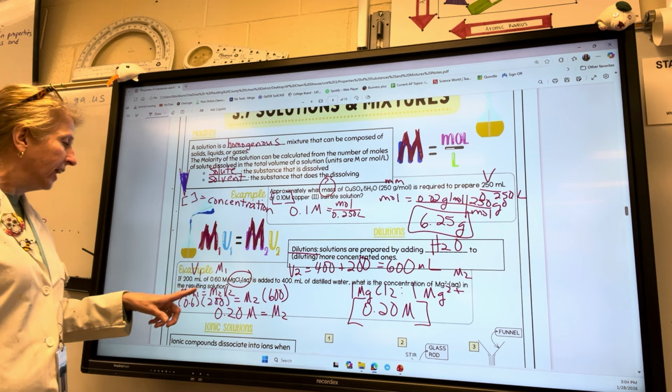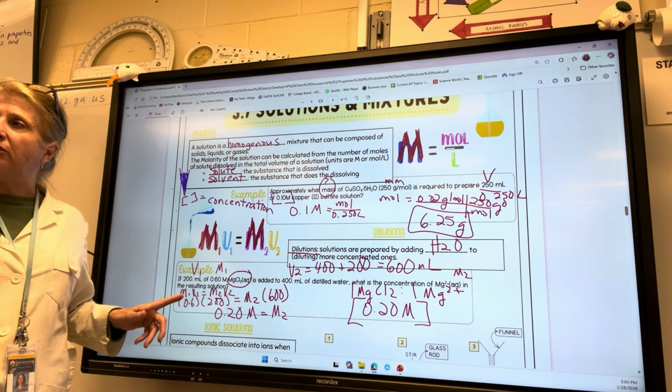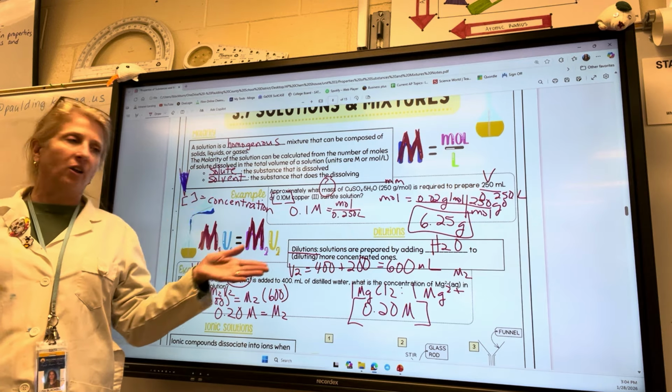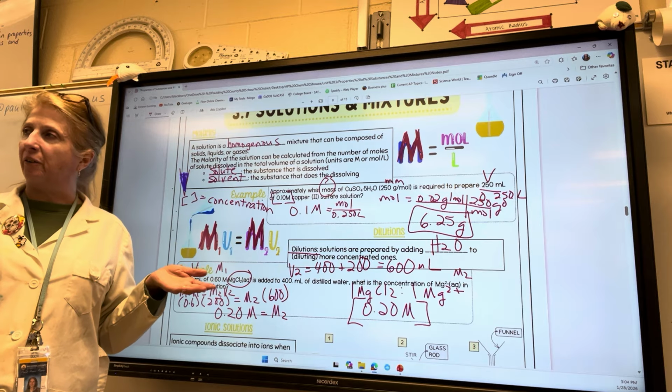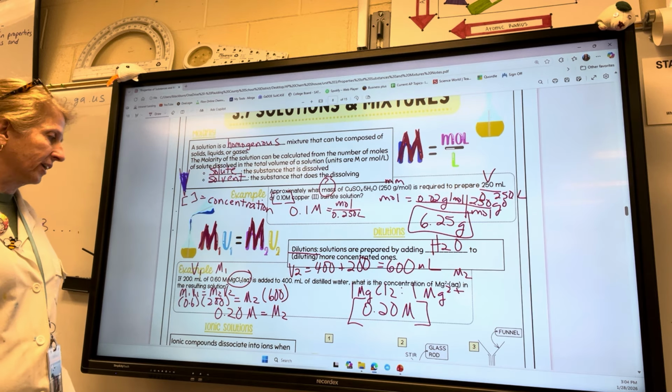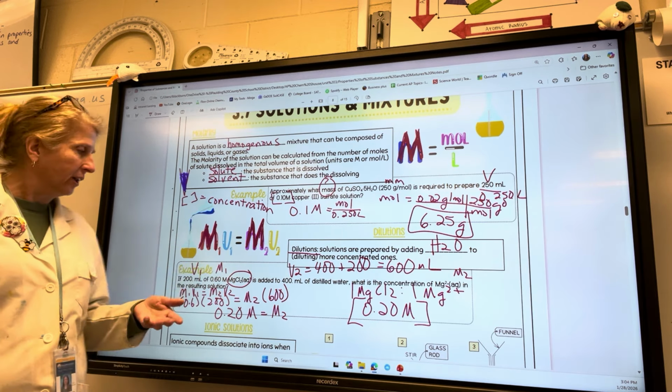One reason why it's fun is, did you notice how we didn't have to change this out of milliliters? We didn't have to change it to liters. As long as the units are the same on both sides, we don't have to change it because it's a ratio, and the units will cancel each other out. So that's one thing fun about it.